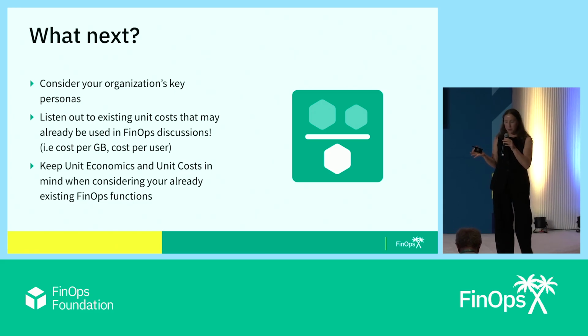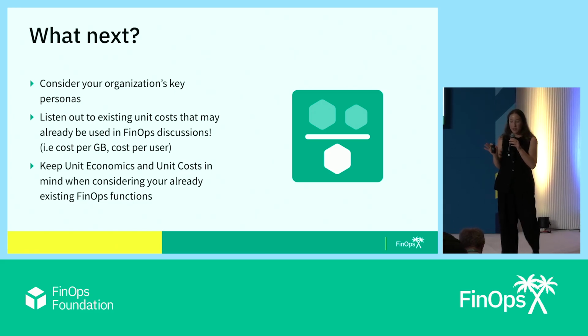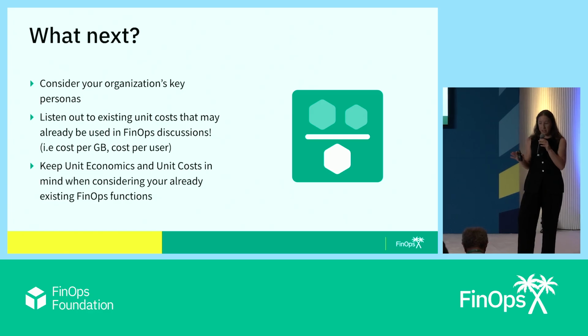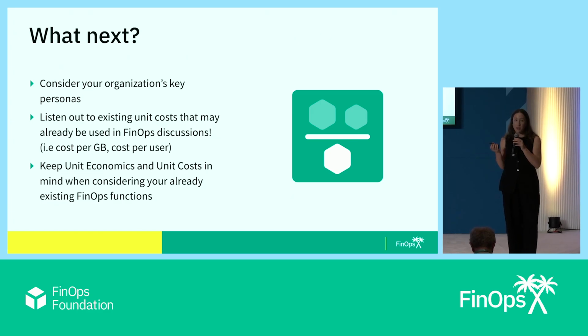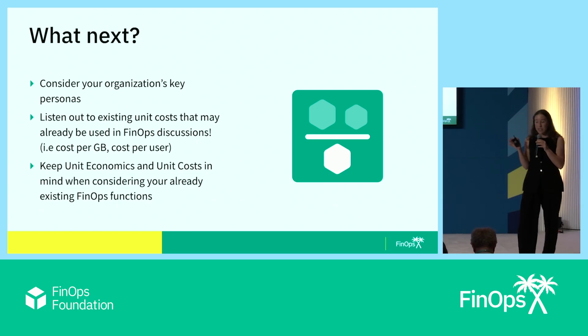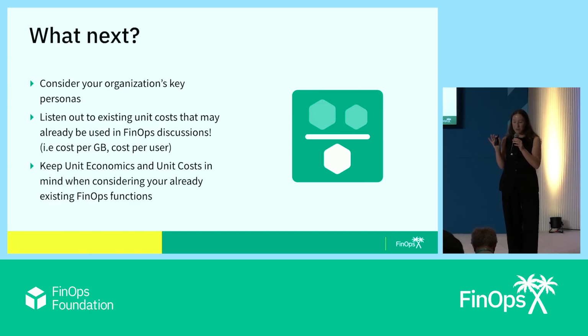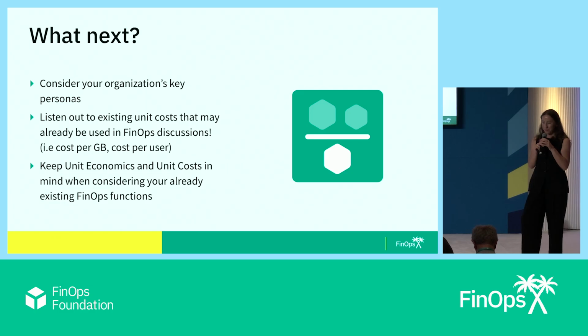Now, to wrap this up, the key takeaway here is that unit economics does not need to be complicated to get started. You can start by considering your organization's key personas, who you want to target by this and who can get value from something like this. You can listen out for existing unit costs that may already be used in FinOps discussions. They might just not be formalized as unit economics, but they will likely exist somewhere in those conversations. And you can keep unit economics and unit costs in mind when considering your already existing FinOps functions. Have a think about where it might naturally fit in.